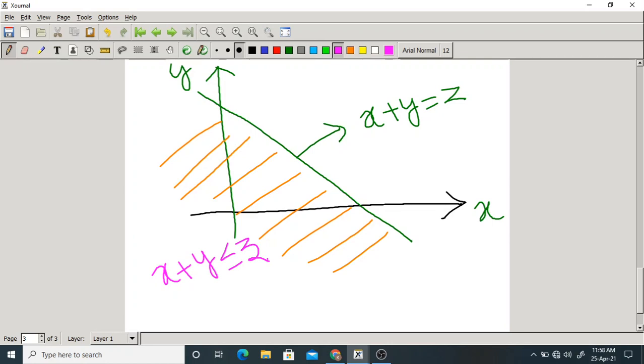Now, to calculate this, we have two steps. Let me write this first. What we do is take a small strip. I am taking this small strip.